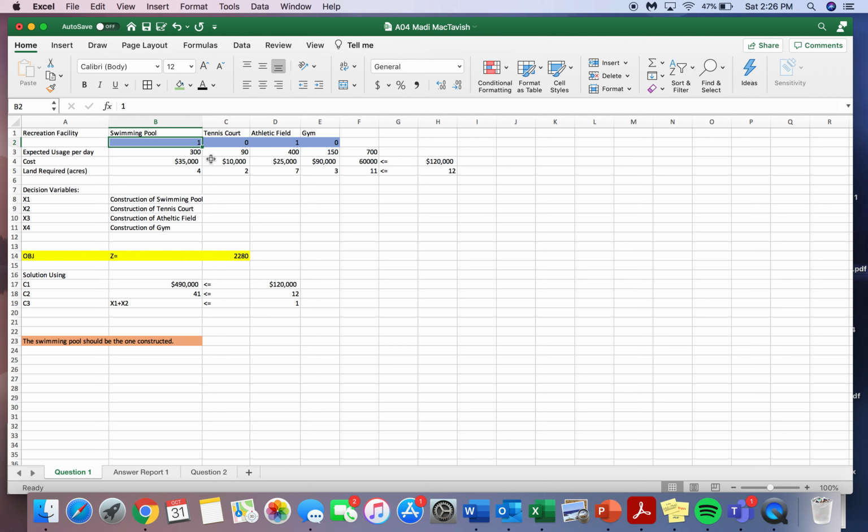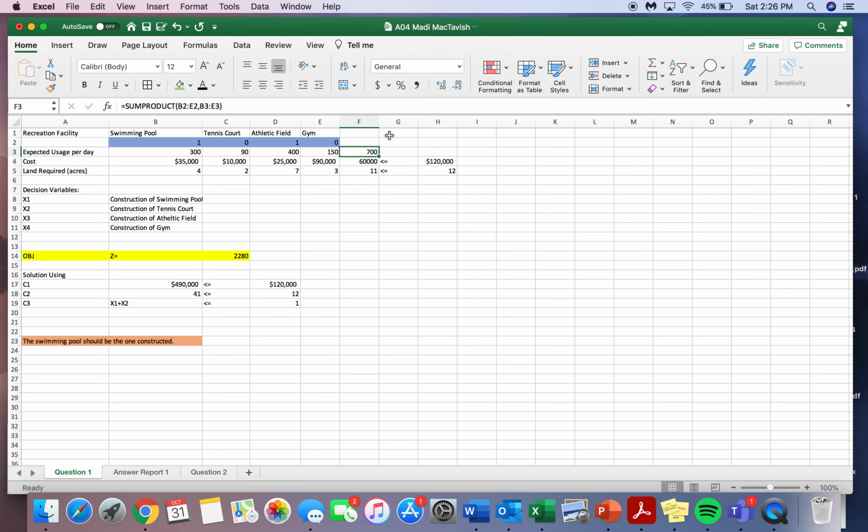So for the decision variables, we have the construction of the swimming pool, the construction of the tennis court, the construction of the athletic field, and the construction of the gym. So I filled out each cost for these and the expected usage per day because they obviously want to optimize that as well, on top of the land required to build these facilities.